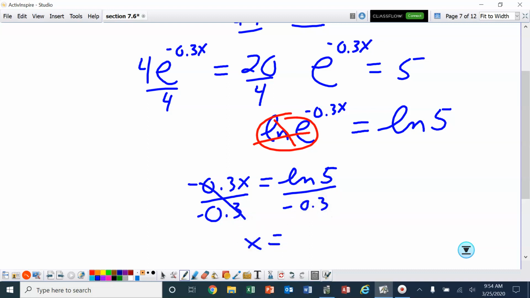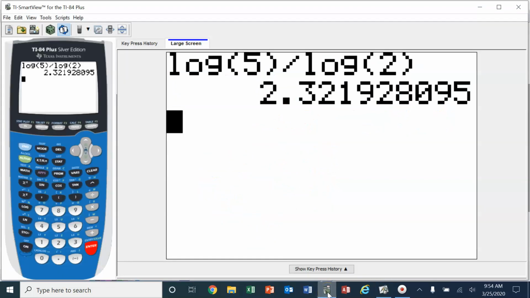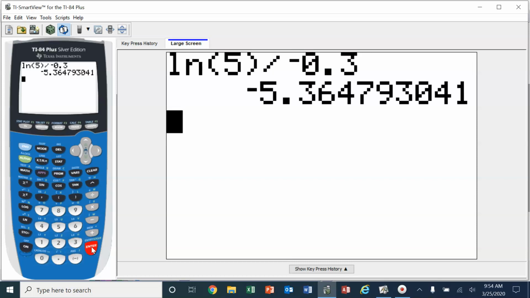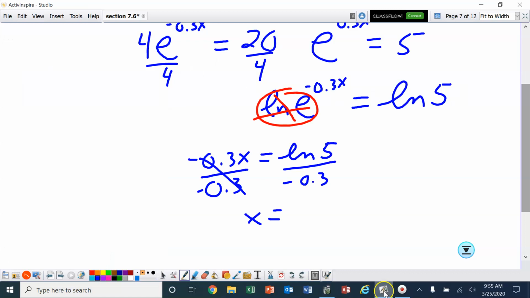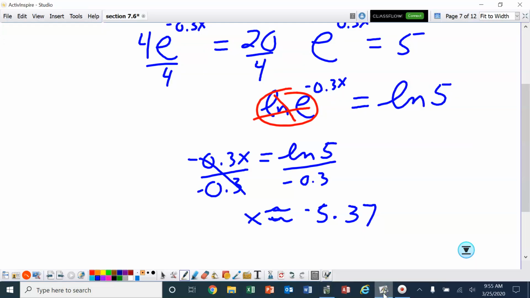All right, we're going to use our calculator, so let me demonstrate that. So now we're going to go the natural log of 5. You want to close it, and then we're going to divide by negative 0.3. So our answer is approximately negative 5.36.